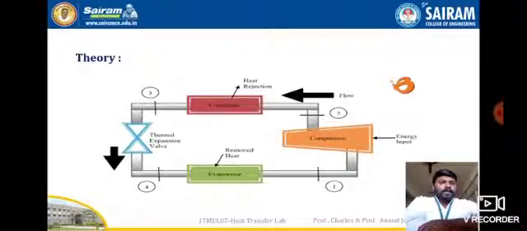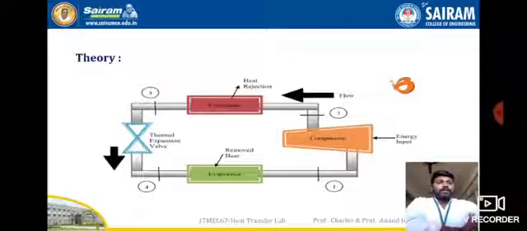If you look at the diagram, first the compressor, then the condenser, then the expansion valve and the evaporator. In the compressor, temperature and pressure increase. In the condenser, temperature decreases and pressure remains the same. In the expansion valve, pressure decreases, and in the evaporator, the refrigerant moves from liquid state to vapor state. This is how the cycle happens.